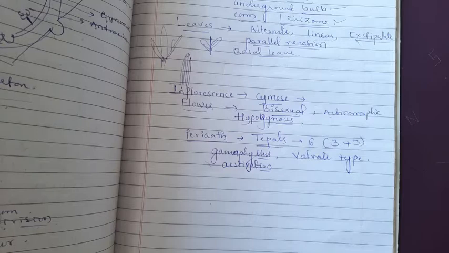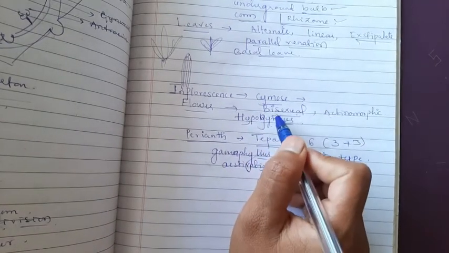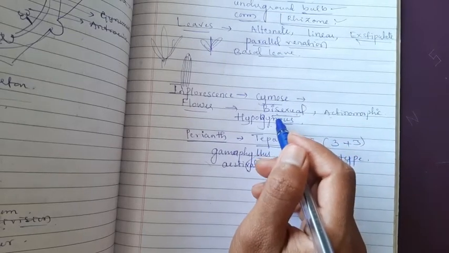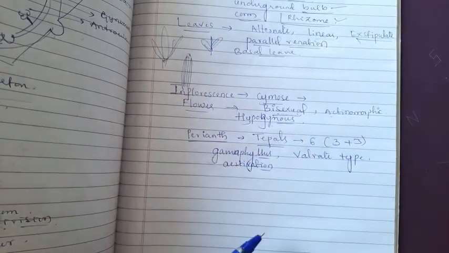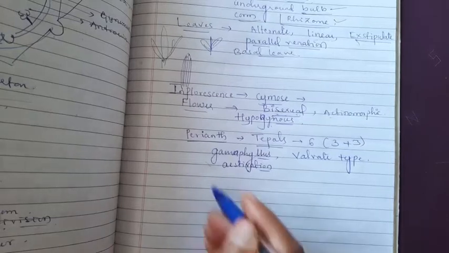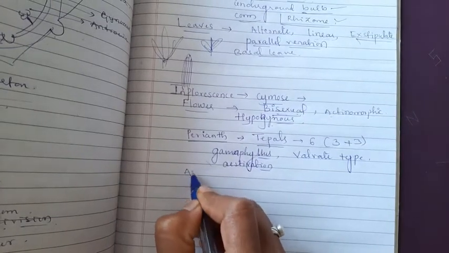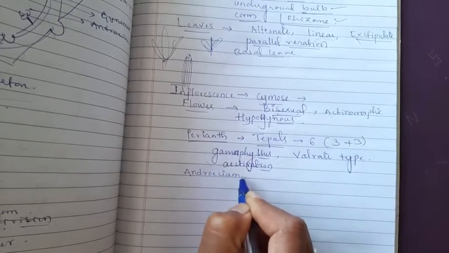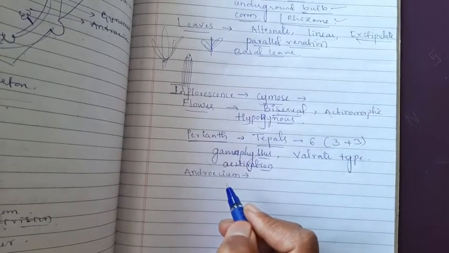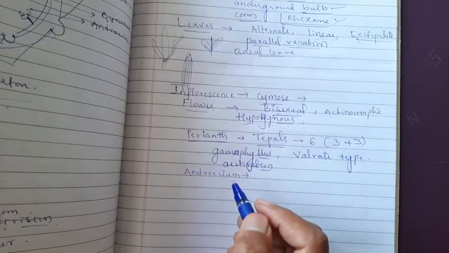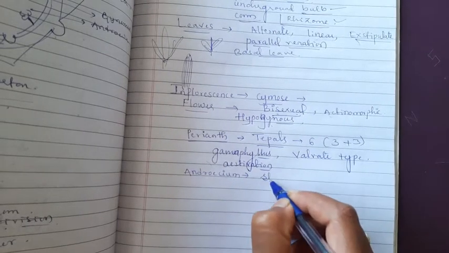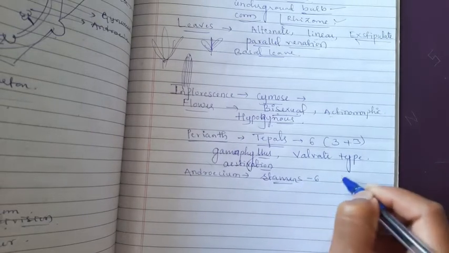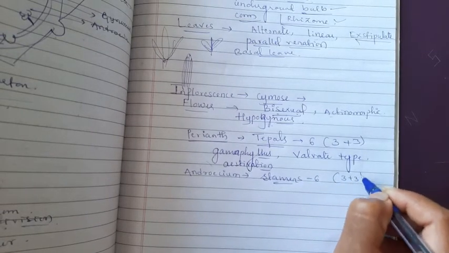Next, androecium. Here we mentioned that the Liliaceae family flowers are bisexual, means we have to describe both the sex organs. Androecium: stamens are 6. They are arranged in a 3+3 condition.